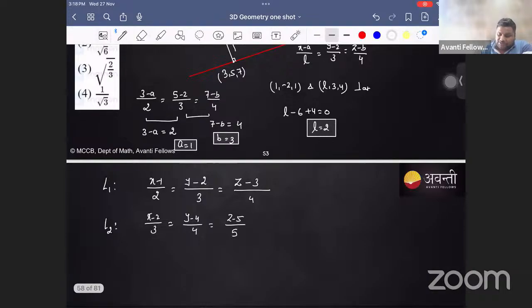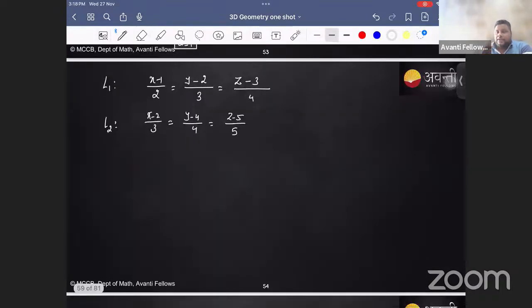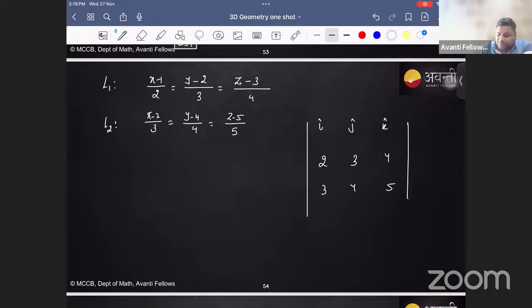So to get the shortest distance, first of all, what do you require? You require a vector which is normal to both of them. That can be obtained using i cap, j cap, k cap. First line is along (2, 3, 4). Another line is along (3, 4, 5). So this will be, with i cap, 15 minus 16 is minus 1. With minus j cap, it is 10 minus 12, minus 2. With k cap, you get 8 minus 9, minus 1. So it is minus i cap plus 2j cap minus k cap.